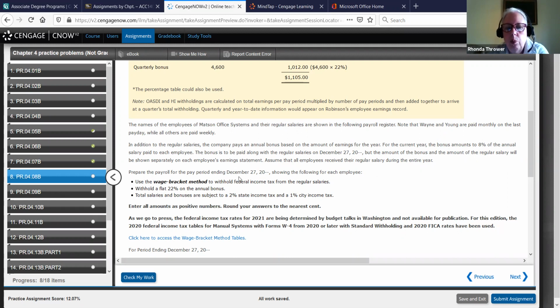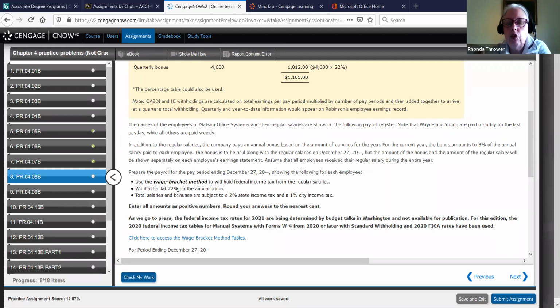Prepare the payroll for the pay period ending December 27th, showing the following for each employee. You're going to first of all use the wage bracket method to withhold the federal income tax from regular salaries. That's a big key here. You're using the wage bracket method to withhold federal income taxes from the regular salaries, what they're regularly paid each month or each week. Then you're going to withhold a flat 22% on the annual bonus.